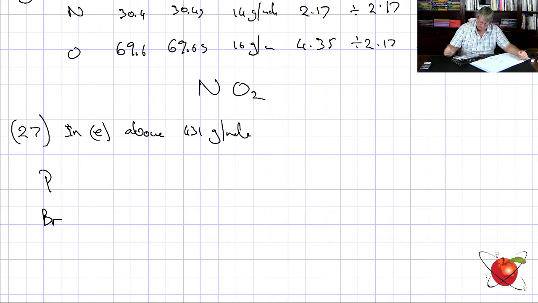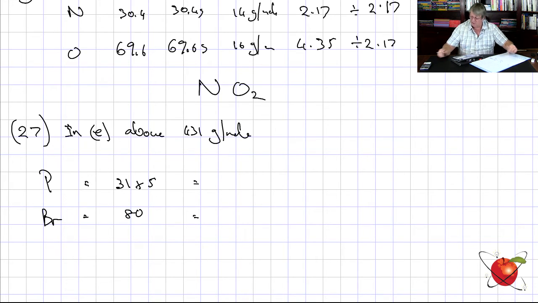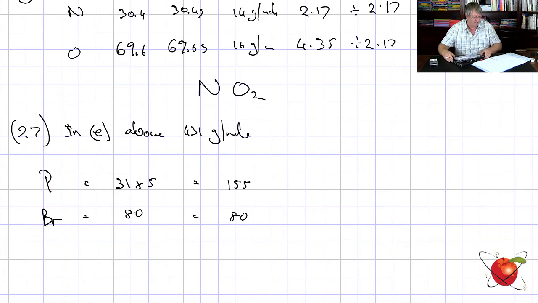Right, PBr5, right? So P is going to be equal to 31 times 5 plus bromine is 80, correct? Okay, let's work it out. Okay, 31 times 5 is equal to 155. And this one is going to be 80. Okay? And I can see there's an error in this, but I'll change it when we get there. All right?